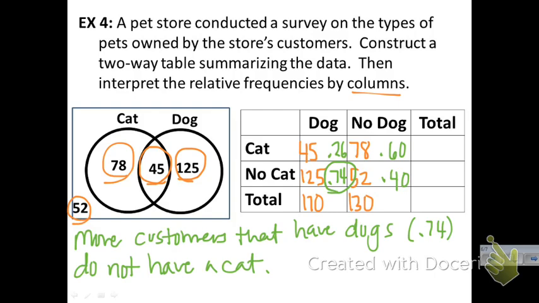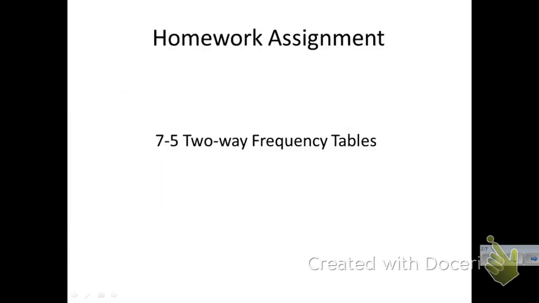Alright, hopefully that will help you with your assignment. It's 7.5 two-way frequency tables. Good luck.